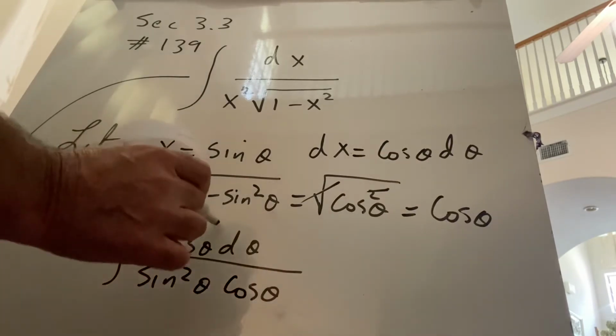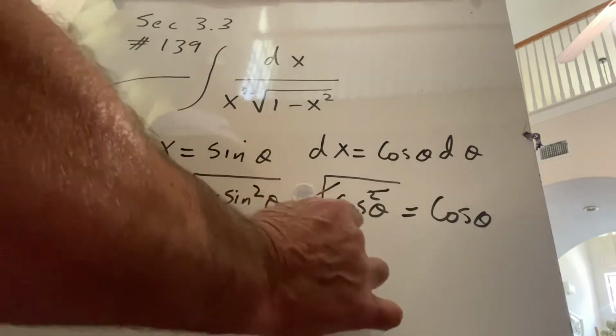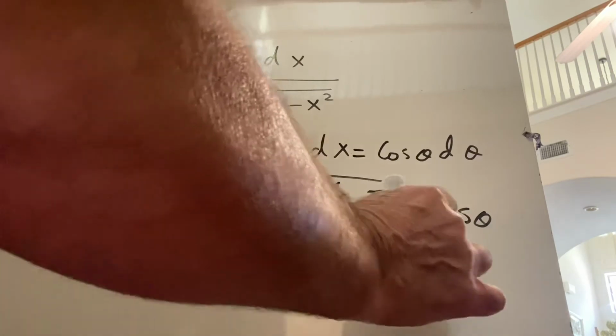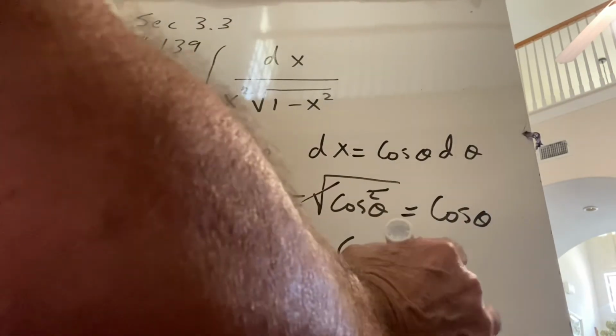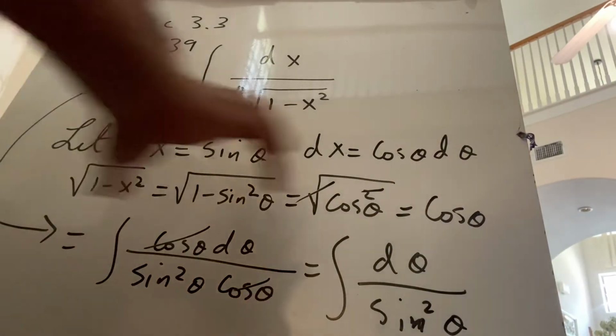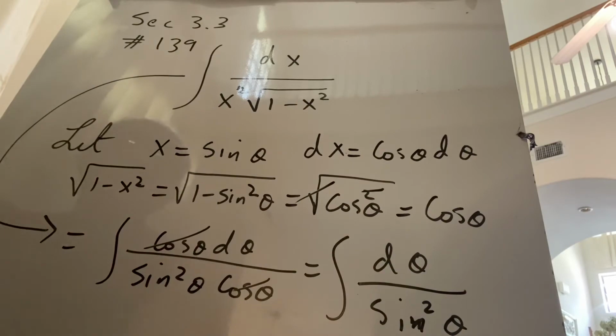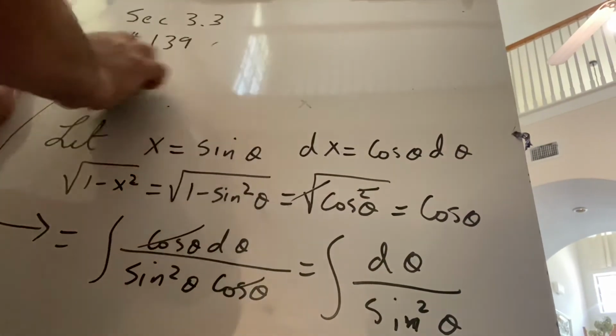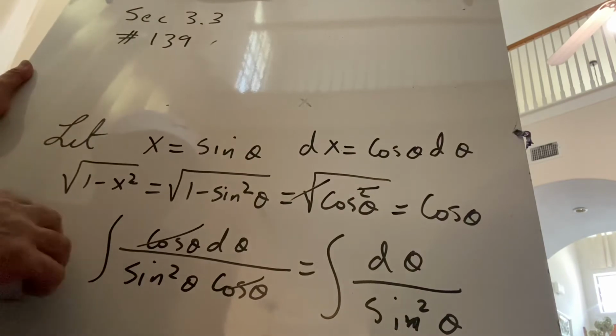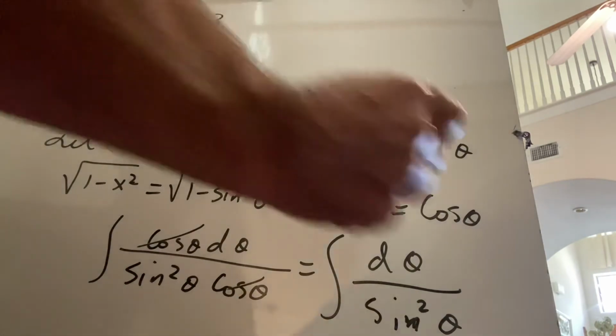So as you can see, you can cancel the cosine with the cosine. So at the end of the day, you're left with the integral of d theta over sine squared. Let me just pause for a second there. So now we're going to, of course, integrate this. So I'm going to move it upstairs here.